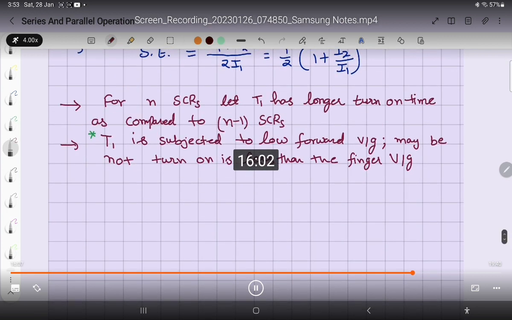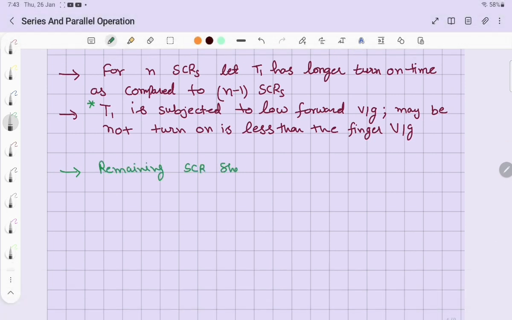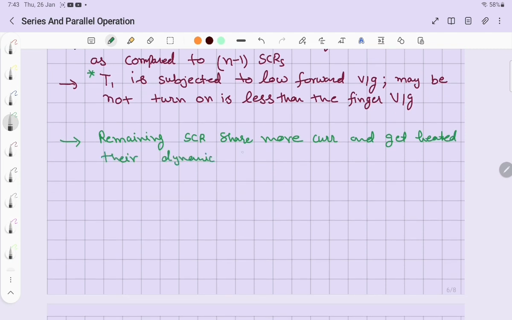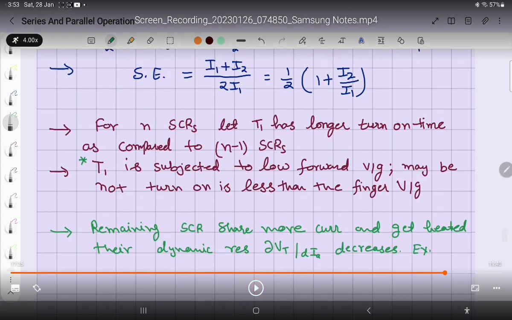It should be stopped. So for an SCR, let us assume thyristor T1 has a longer turn on time as compared to the remaining n minus 1 SCRs. So T1 is subjected to low forward voltage, and it may not turn on if this voltage is less than the finger voltage. Just imagine the situation. Let us say T1 has a longer turn on time, so it will turn on after the other. Let us say there are two thyristors T1 and T2.